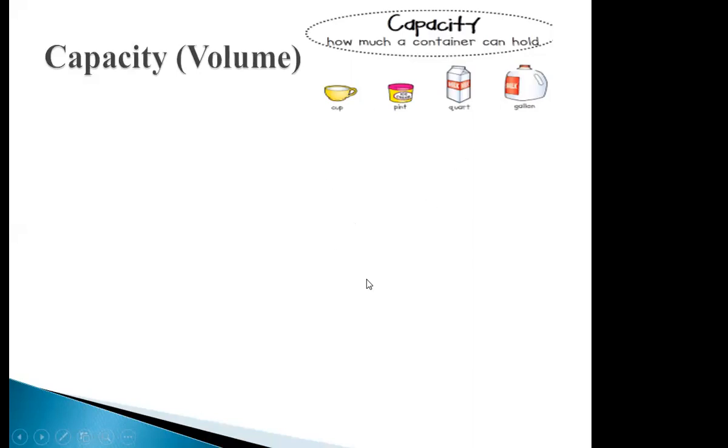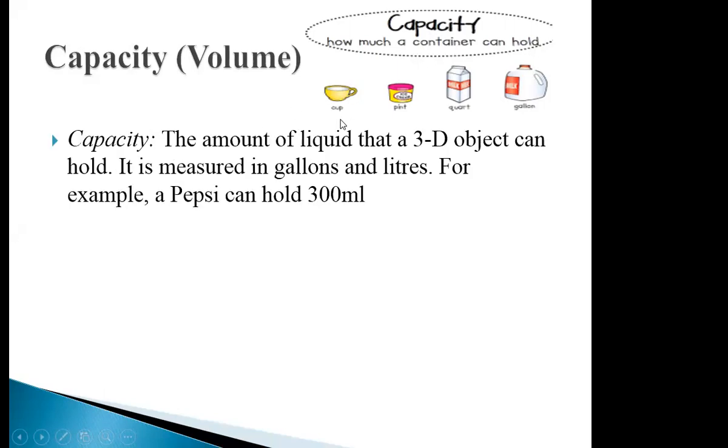milliliter or maybe 1 liter, right? But if you start filling it, it will start overflowing, it will start dripping, right? So volume, another word, is capacity. It is used only for liquids, right? How much a container can hold. For example, a cup has a different capacity than a gallon, right?